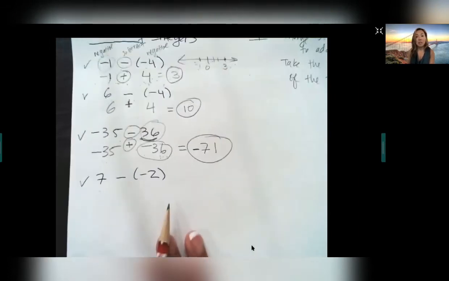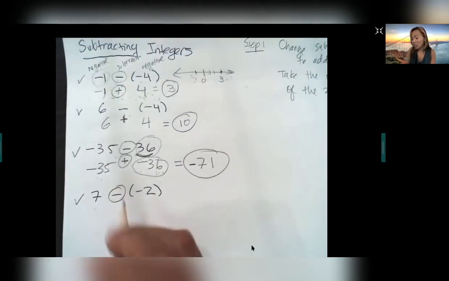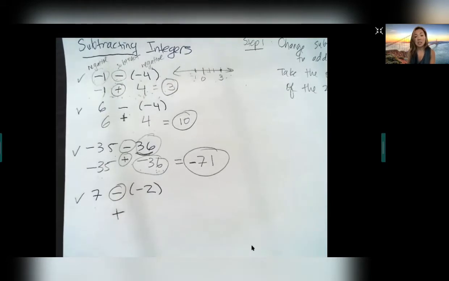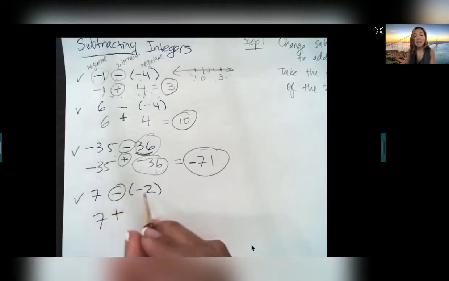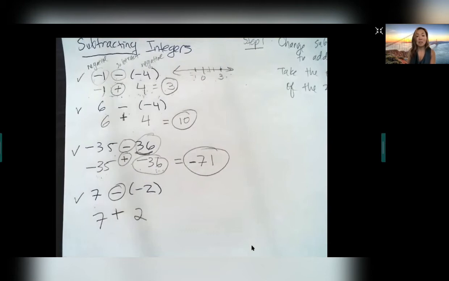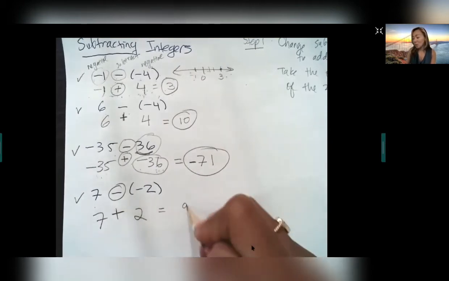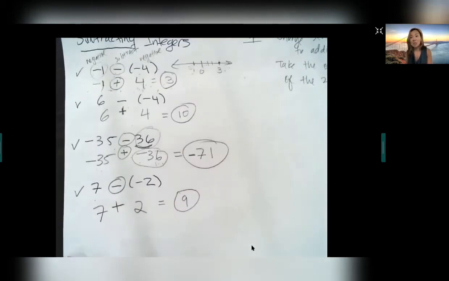Last but not least, 7 minus a negative 2. So I'm going to make the subtraction sign into an addition sign. So 7 plus, and this negative 2 now becomes a positive 2. What's 7 plus 2? It equals 9. Or in other words, move 7 to the right, 2 to the right. You've taken a total of 9 steps to the right.